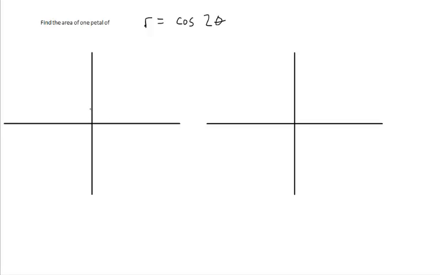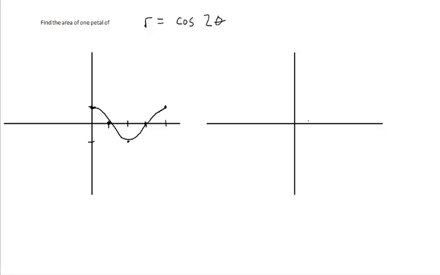So we have a range of -1 to 1, and I'm going to do increments of pi over 4. So we have pi over 4, pi over 2, 3 pi over 4, and pi. And cosine starts at 1, and at pi over 4 we're going to be at 0, pi over 2 we're going to be at -1, 3 pi over 4 back to 0, and pi back to 1. So here's one period of cosine 2 theta.